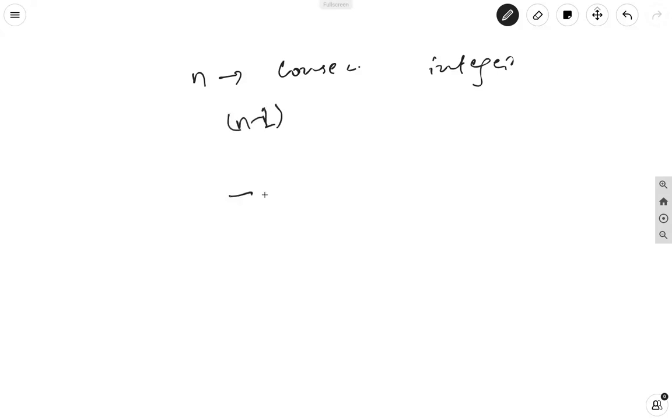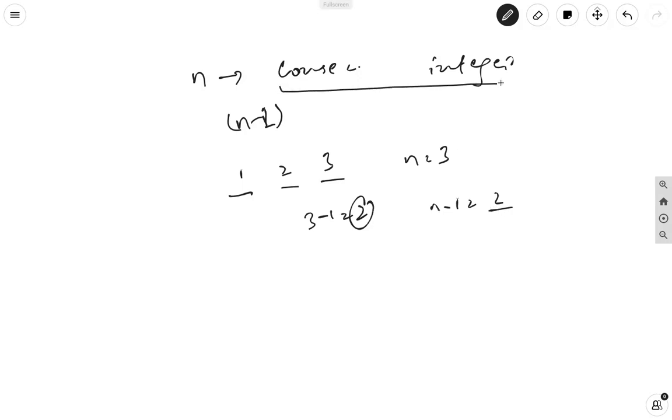Suppose we have three consecutive integers, 1, 2, 3. n is 3, right? So the range is 3 minus 1, 2, and that is n minus 1, which is 2. This is for consecutive integers. But if the question asks, we have n consecutive even or odd integers, what will be the range in that case? That will be 2 into n minus 1.